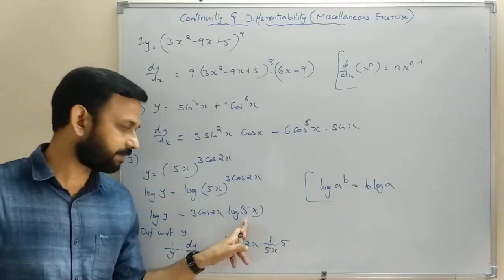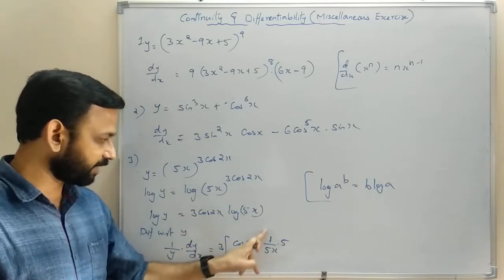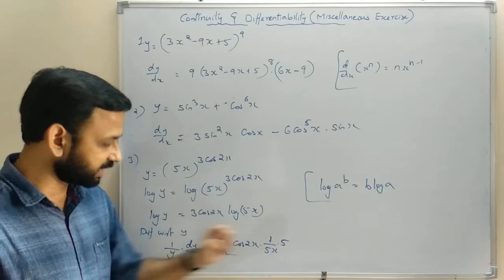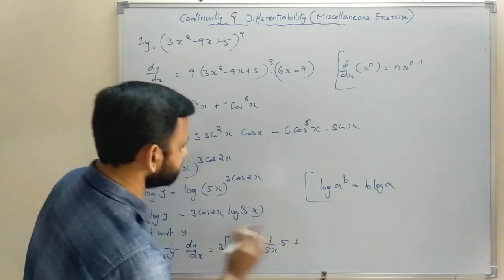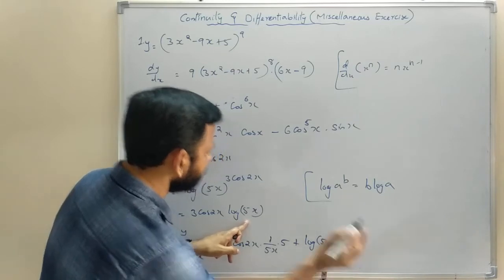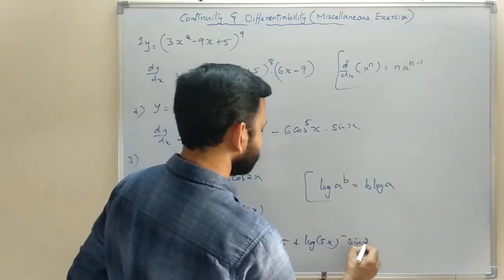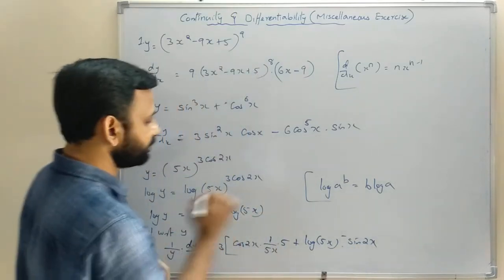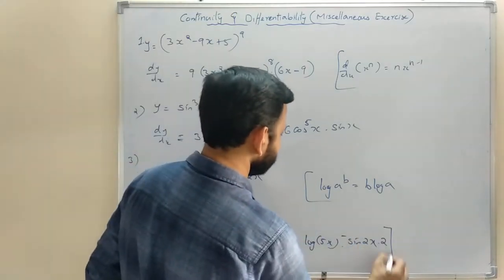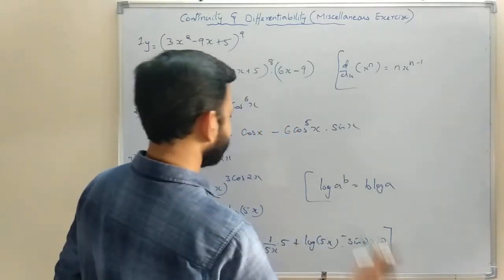So we will apply the chain rule. Cos 2x into the derivative of log 5x, 1 upon 5x into the derivative of 5x, that is 5, plus the second function, that is log 5x, log 5x into the derivative of cos 2x, that is minus sin 2x into the derivative of 2x, that is into 2. And from here we can find dy by dx.